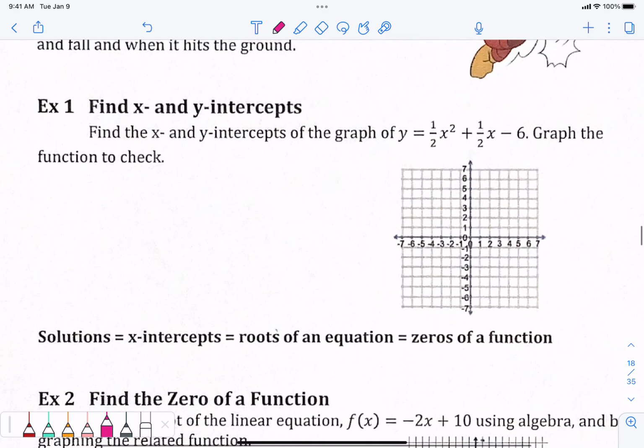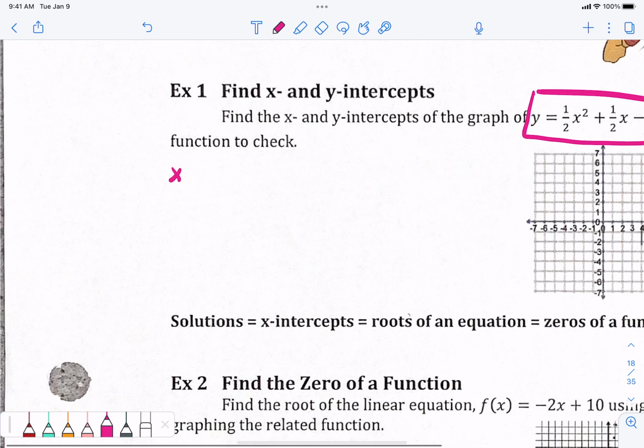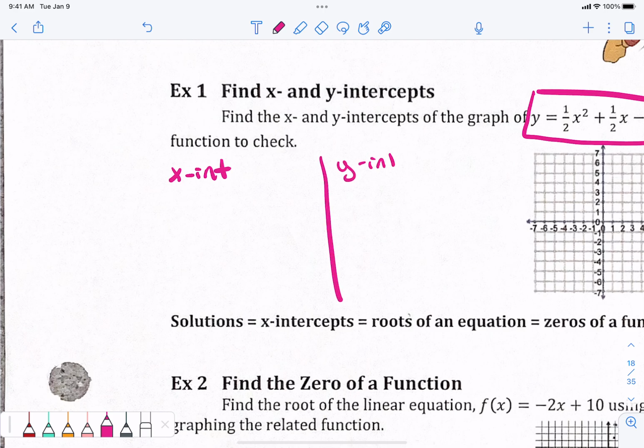Here's what I want to be able to do. I want to take this function and, before I graph it, find the x and y intercepts, and you can do it very easily. Let's talk about x-intercepts over here, and y-intercepts over here. We're going to find them using some algebra, and then we're going to use that to graph the function rather than vice versa. We are not going to graph first, okay?